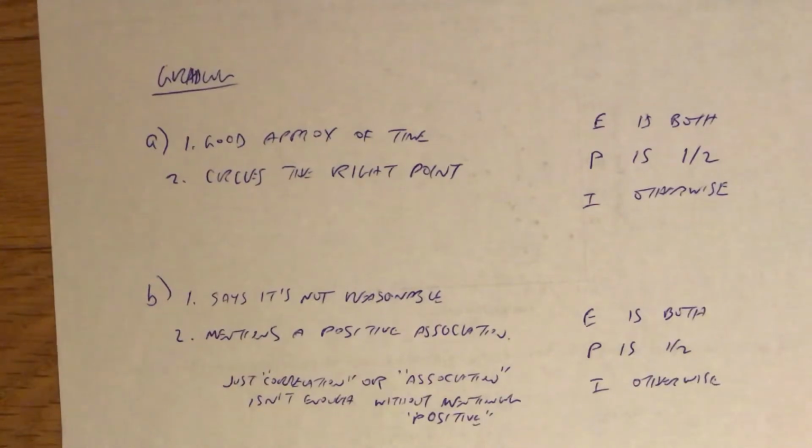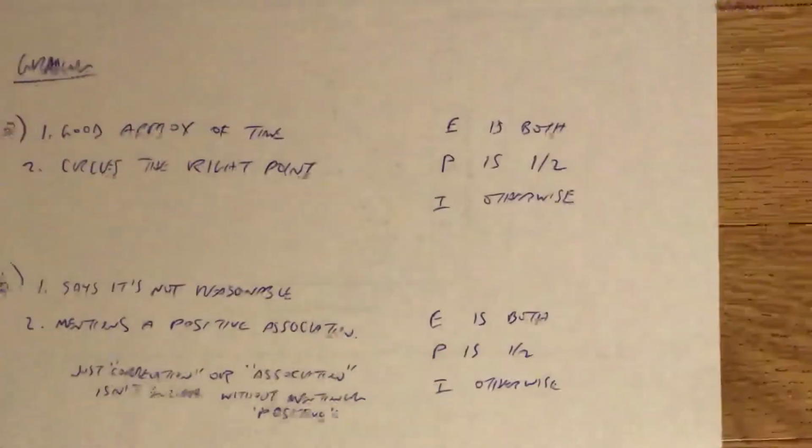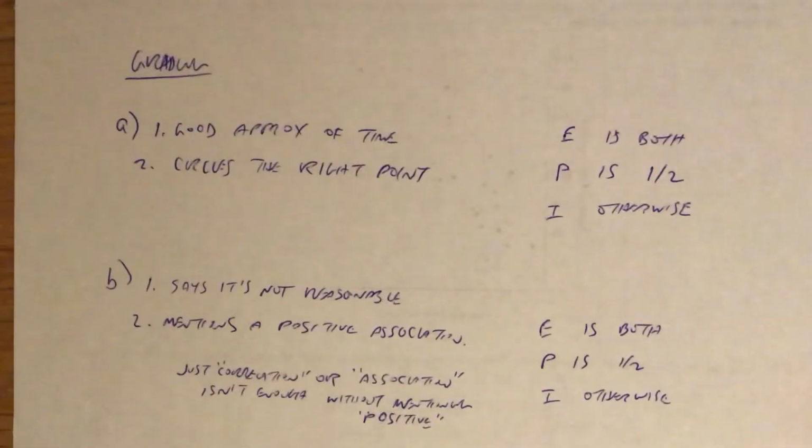Part A wants a good approximation of the time and you to pick the correct point. All right, so you do both, you get the E, you do one of those, you get the P, and you don't do either, well, you get the I.